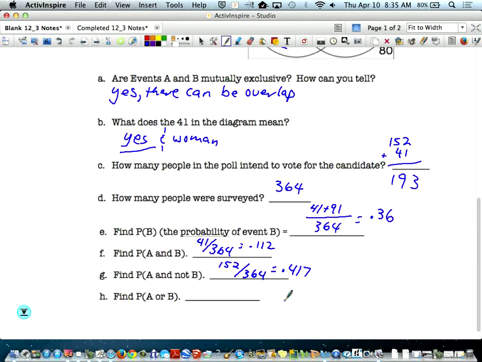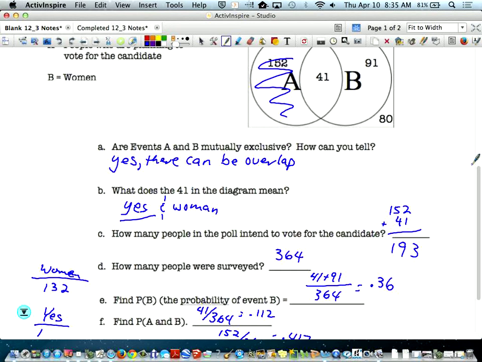so I would ask, in my survey, I would take all the women in the survey, and anybody that said yes, those go in a group. And this is where in the Venn diagram, how many women are there in our survey? How many women in the survey? What do we have? 132. How many people said yes to our candidate? How many people said yes? 193. 193.